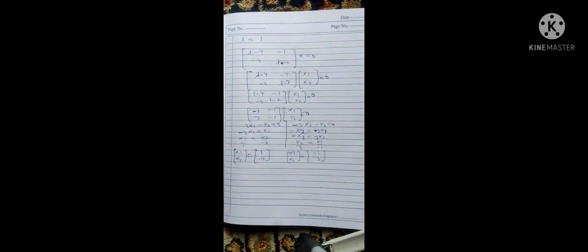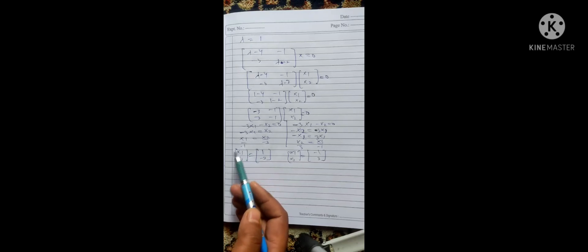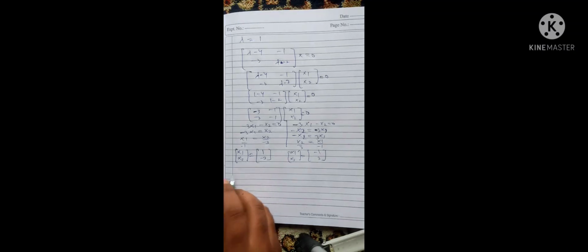You can also write 1, minus 3, minus 1 or 3. You can also write here, like we had minus 3x1, we will keep minus 1 here, so it will be minus 1, it will be 3. It's okay, nothing to worry about.